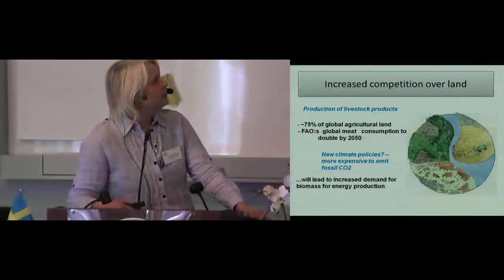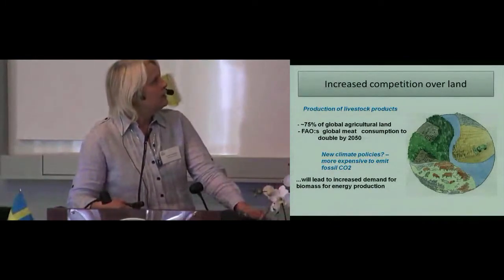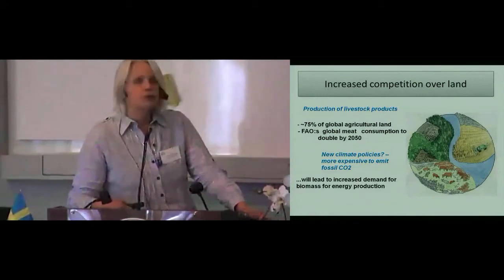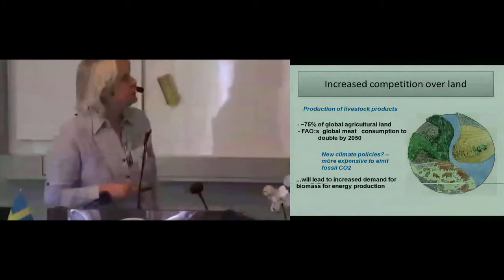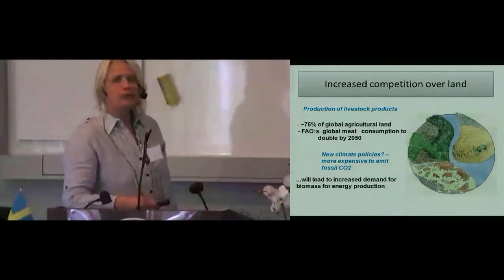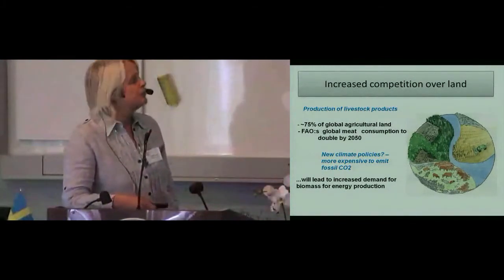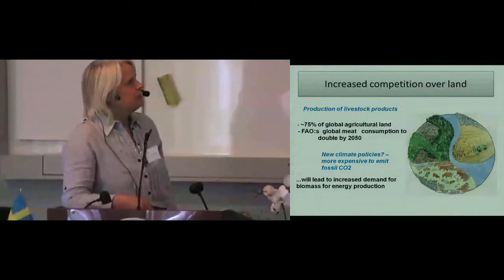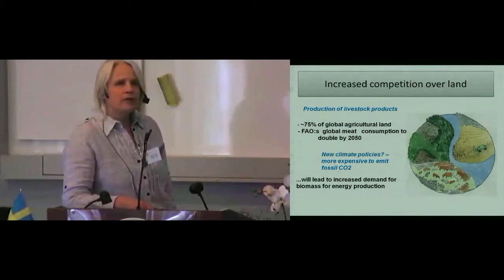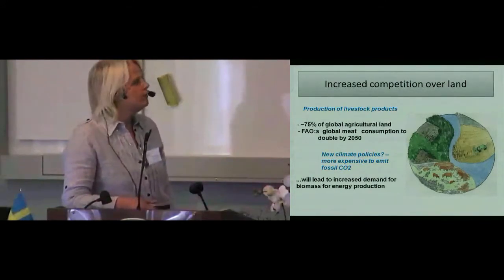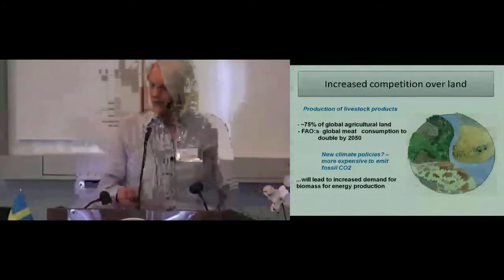If we look already today, around 75% of all agricultural land is used for livestock production, and this is because we have such a large area of pastures in the world, and about 1/3 of the cropland is used for feeding the animals on top of that. But we also have these climate policies, where we are quite sure that we will have an increased demand for biomass. So there is a big demand for agricultural land.